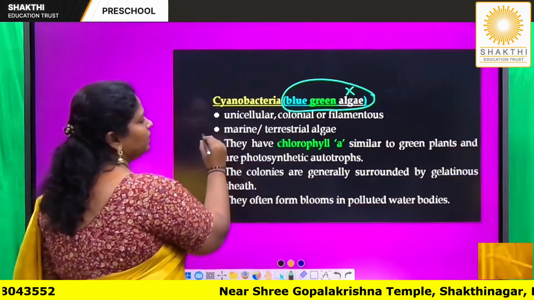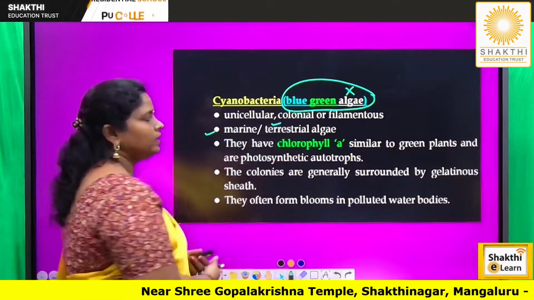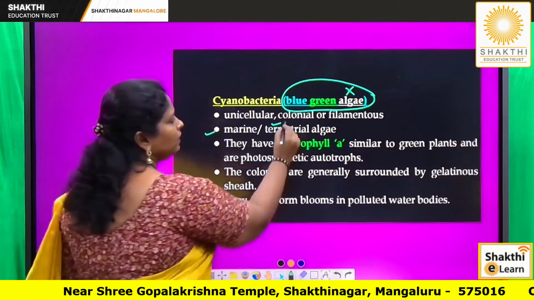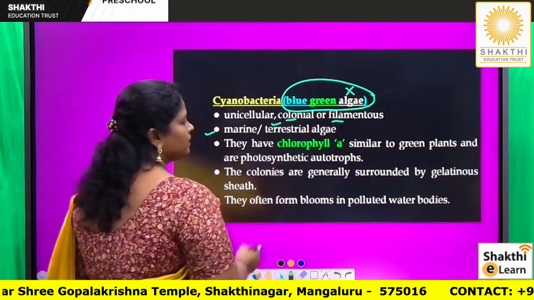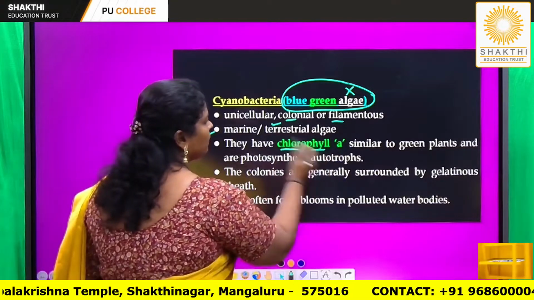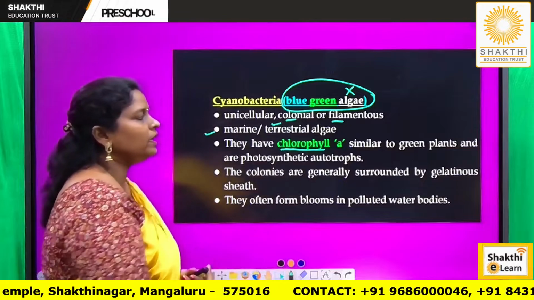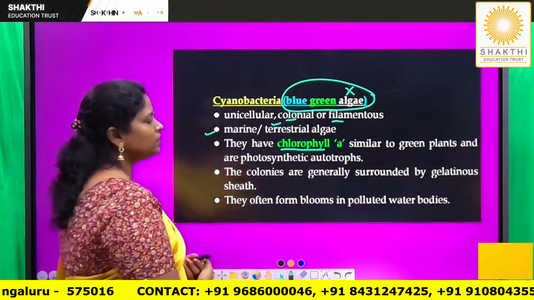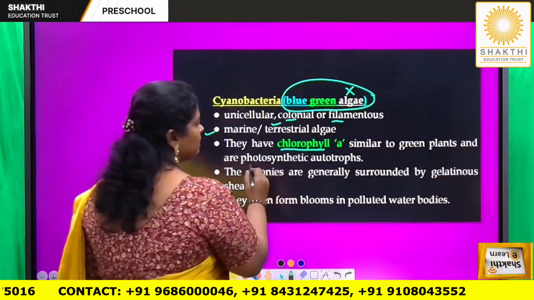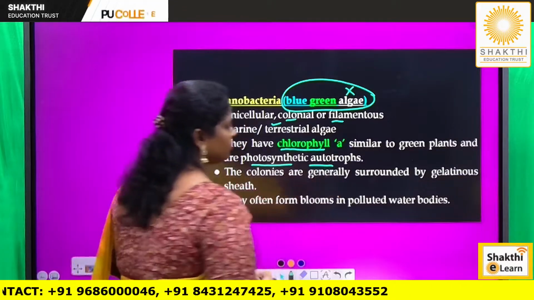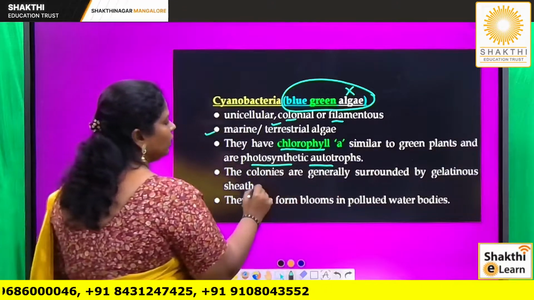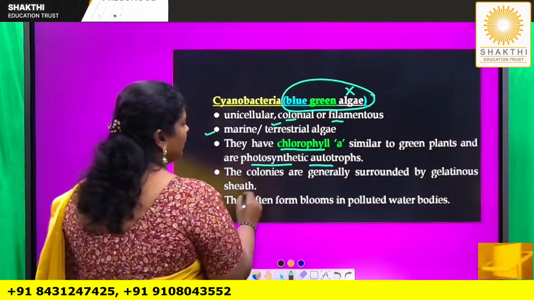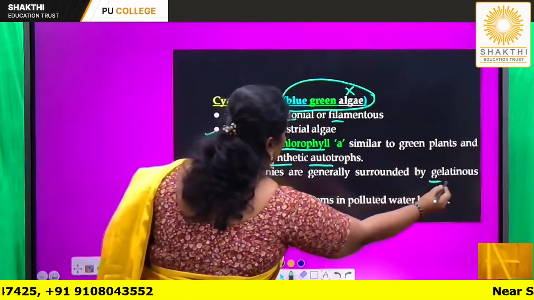Now, where do you find them? Either in marine habitats or terrestrial habitats. They are either living in groups or they are filamentous. They have a component called chlorophyll A, which is mainly imparting the green color to this particular bacteria. In this way, they are similar to plants. They are photosynthetically autotrophic. And their colony or the filament generally has a covering of gelatinous sheath.